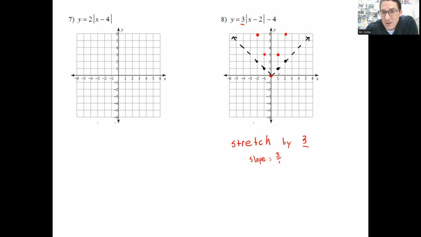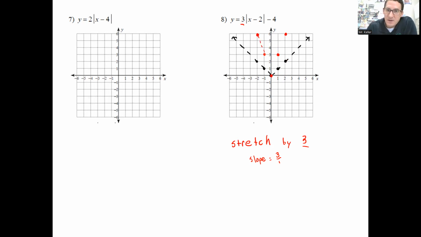And so if you look, this point here, our original parent function, the black point, has a distance of 1 away. When we stretched it using slope, 1 times 3 is 3, so the new point is 3 away. All right. This one is 2 above the x-axis. We stretched it using a slope of 3. So we multiply 2 times 3, that's now 6 above.